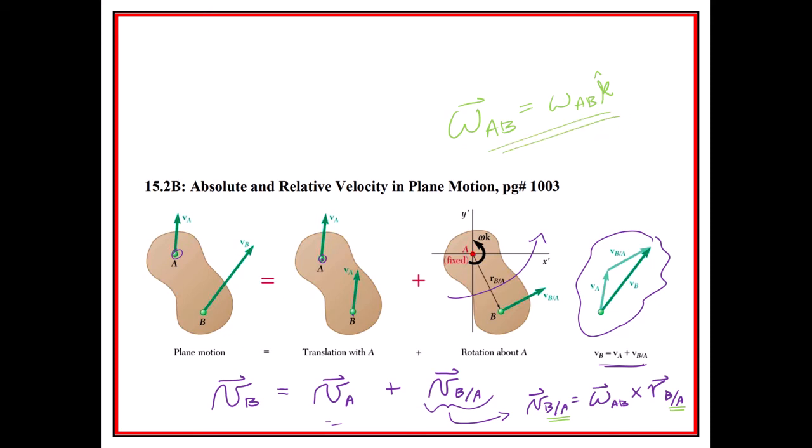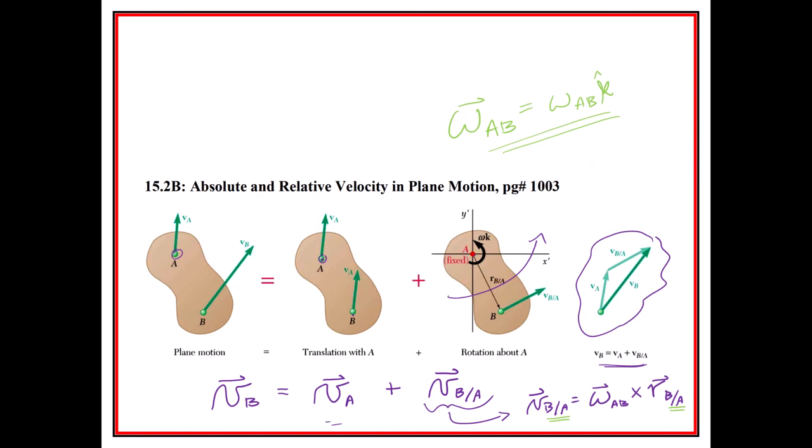So we will often see that as we've written down below, V_B with respect to A is equal to omega AB, R_B with respect to A. We can know what those values are going to be. Oh, by the way, I should have put a K in there. So let me take that back. Sorry.